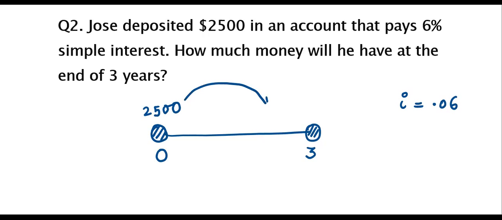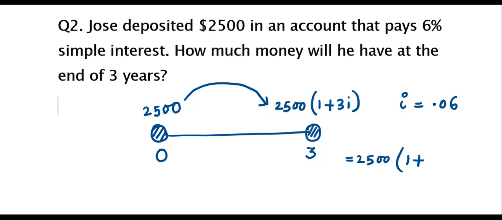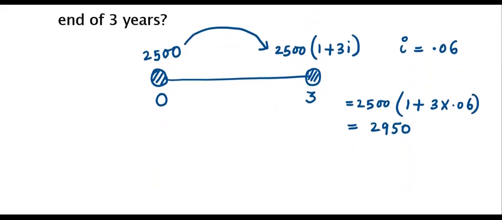So you just apply the formula: 2500 times 1 plus 3 into 0.06. This should be the answer. And then this will be 2950. You can check it. This will be the answer. This is number 2. Let's go down to number 3.